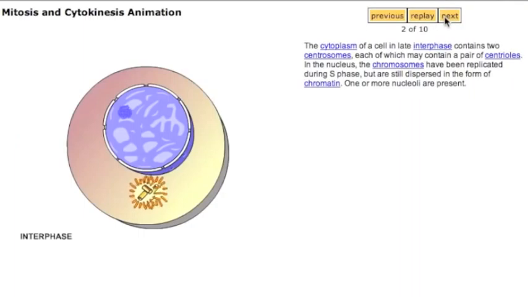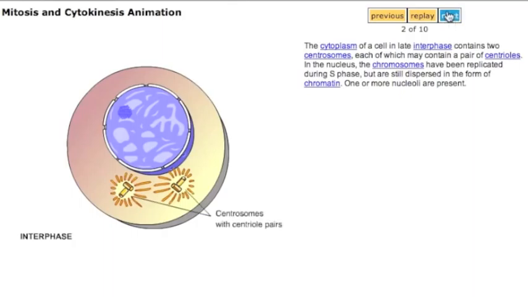The cytoplasm of a cell in late interphase contains 2 centrosomes, each of which may contain a pair of centrioles. In the nucleus, the chromosomes have been replicated during S phase, but are still dispersed in the form of chromatin. 1 or more nucleoli are present.